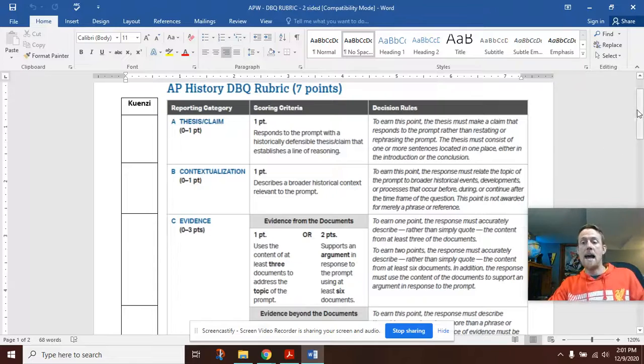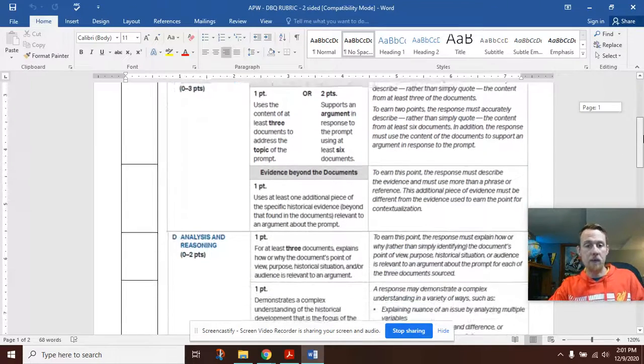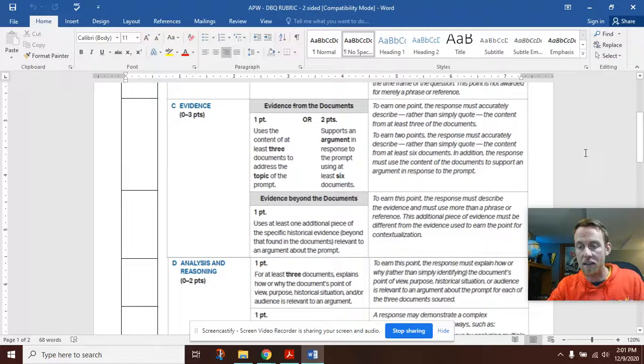Okay, now when we get into the body paragraphs, that's where we really start to bring in our evidence, right? So if we're saying one of the causes was the denial of Protestants to practice their faith, well, we've got to back that up. So that's where we start bringing in evidence. And so that's our third and possibly fourth point on the rubric.